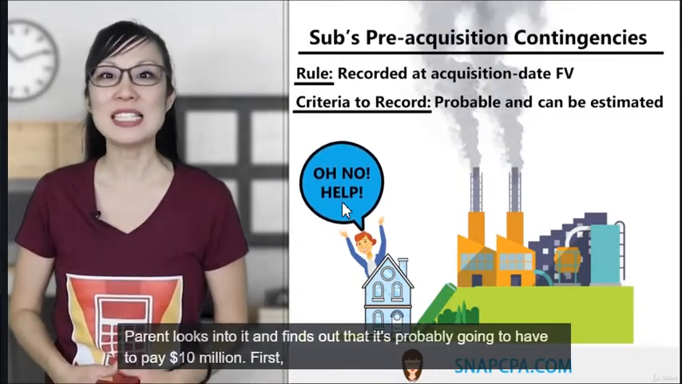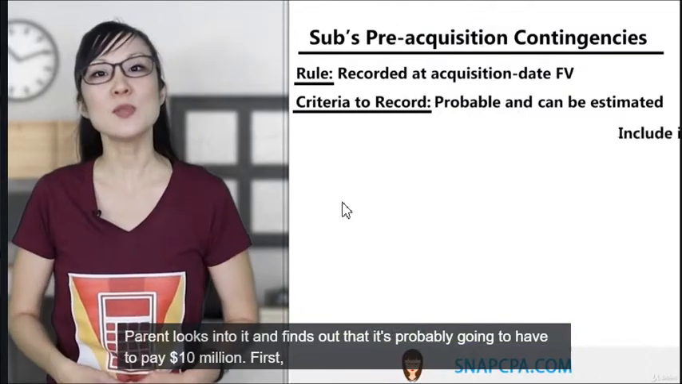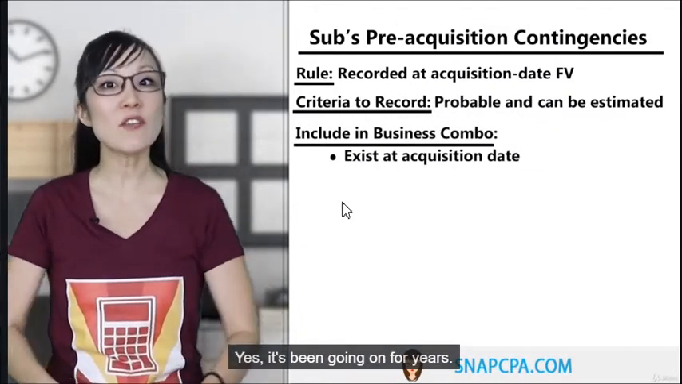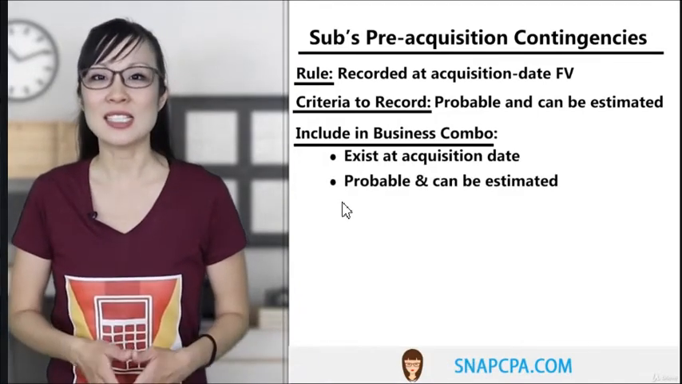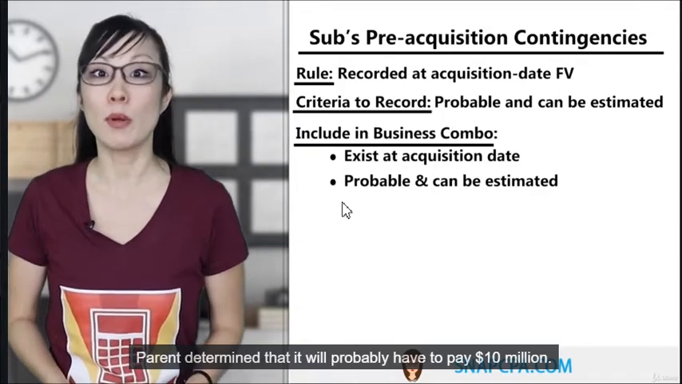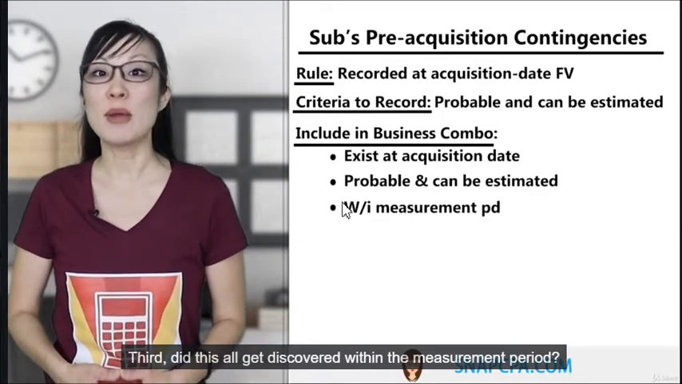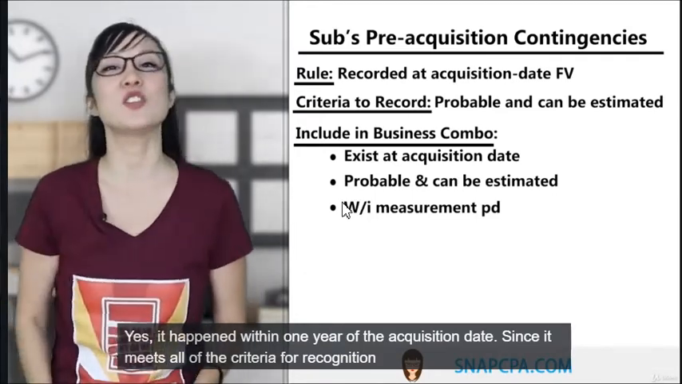Parent looks into it and finds out that it's probably going to have to pay $10 million. First, did this potential liability exist at the acquisition date? Yes, it's been going on for years. Second, is it probable and can be estimated? Yes, parent determined that it will probably have to pay $10 million. Third, did this all get discovered within the measurement period? Yes, it happened within 1 year of the acquisition date.